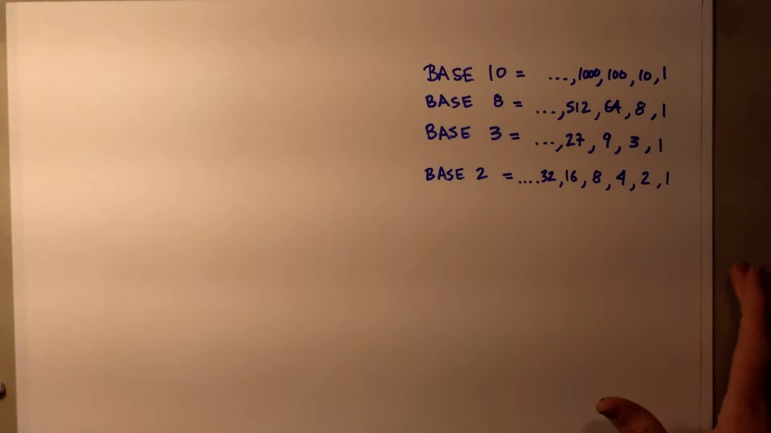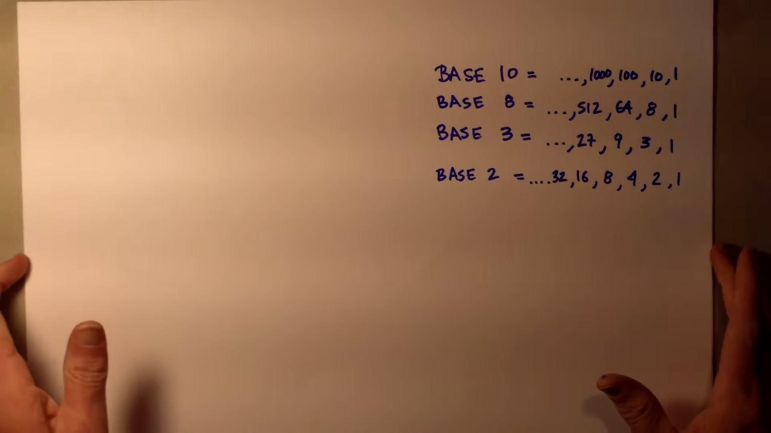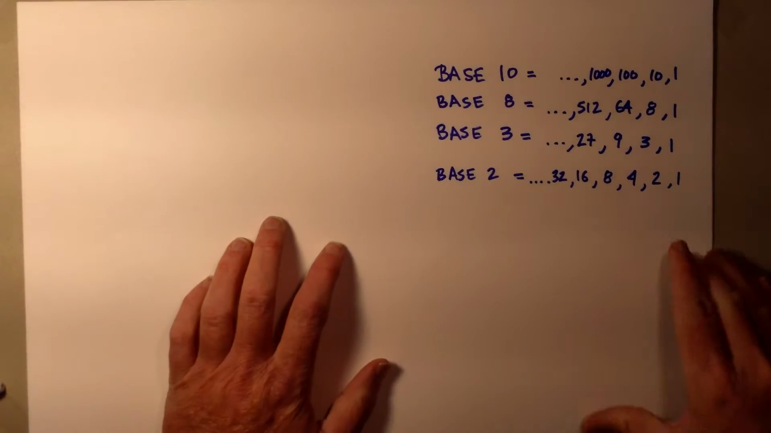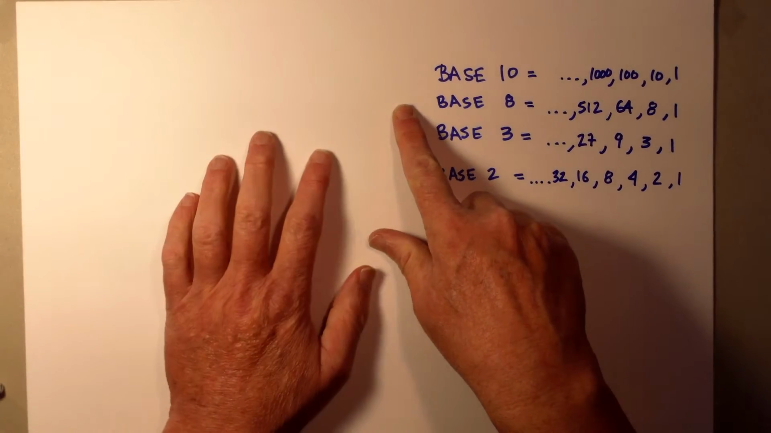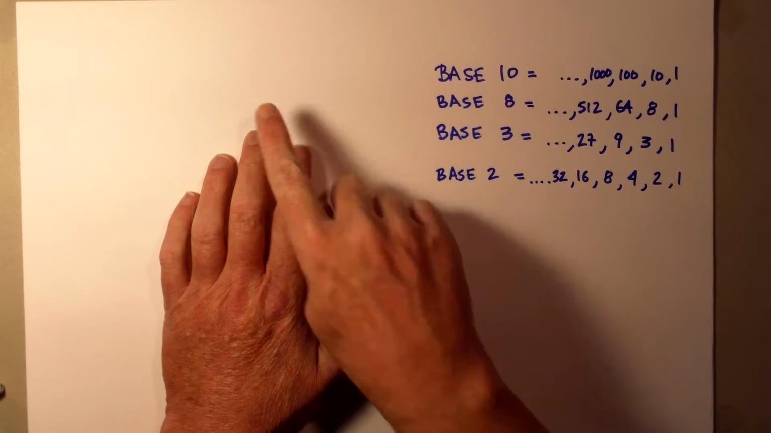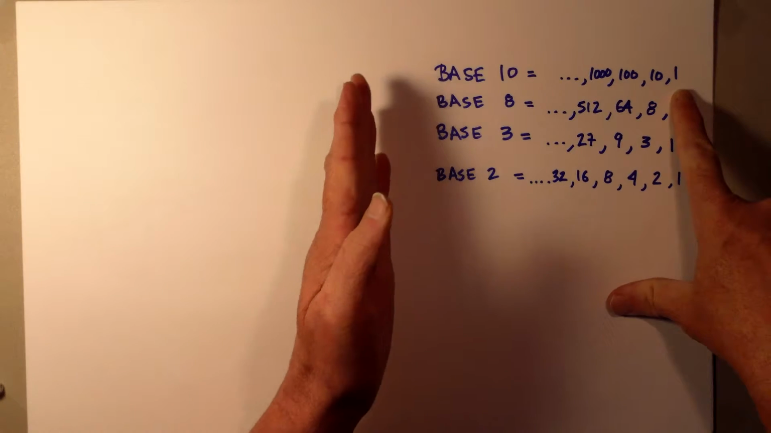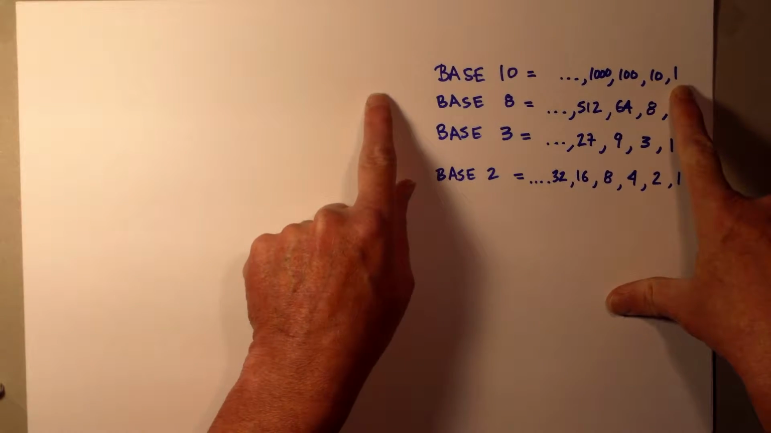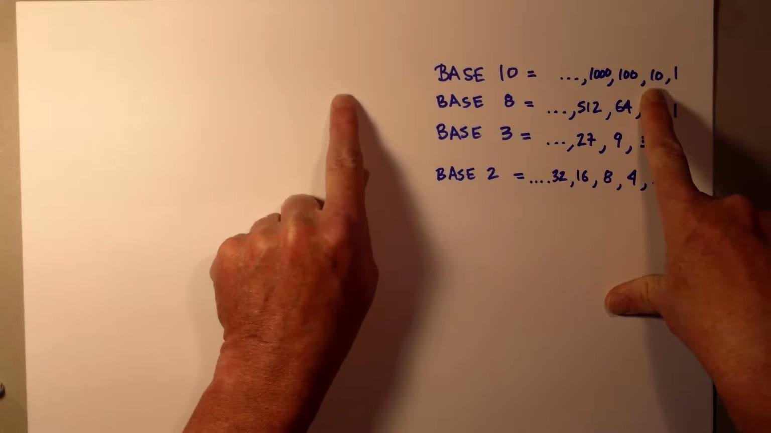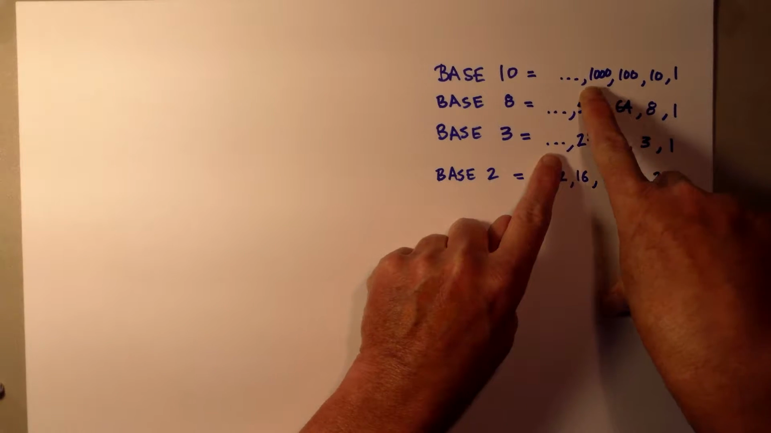Okay, so here we have base 10. And as I already noted, in base 10, the position of the digit in the number is based on what it represents. The rightmost digit is always in the 1 spot, the next digit in the tens, next digit in the hundreds, and then the thousands, and so on.